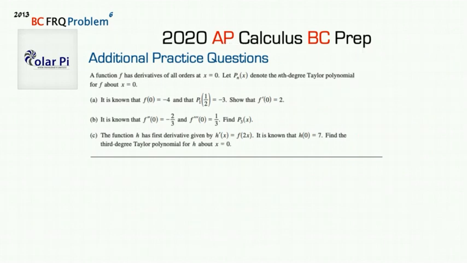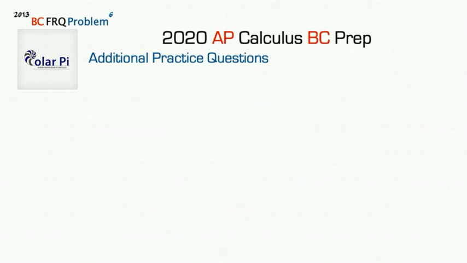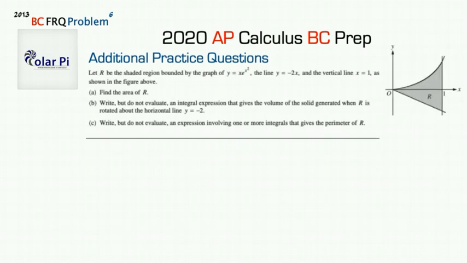And the next one is this. This is a really cool question. It's probably my favorite of the 3. And this comes from the 2013 BC FRQ, and it's problem 5 there. All right, cool. So read it. We've got a shaded region here. And so the first thing we've got to do is find the area of the shaded region.